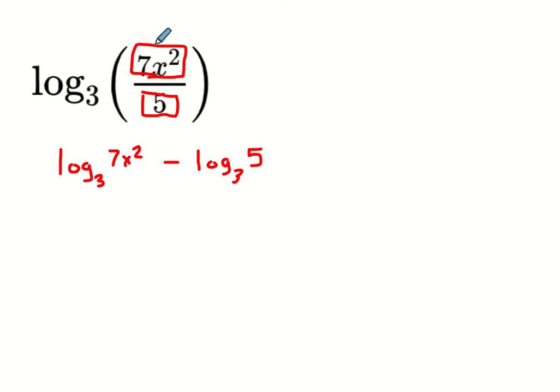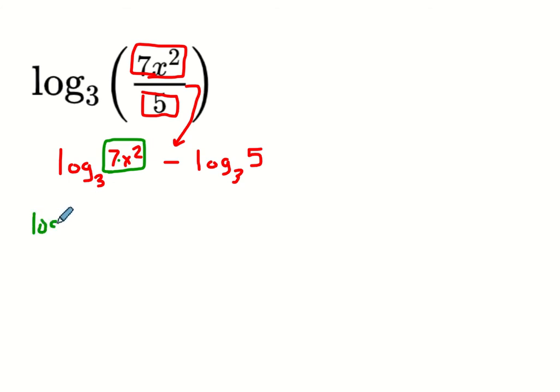And so when you have a problem like this, usually I go ahead and deal with the division first. Remember, division becomes subtraction. And so I did log base 3 of the numerator minus log base 3 of the denominator. In this case, 7x squared is the numerator, 5 is the denominator. Now we're still not done because if you look at this one, we're multiplying here. So sometimes when you're doing these expanding, you're going to have to do it piece by piece. So first I dealt with the division, and now in this log I have multiplication. So remember, multiplication becomes addition.